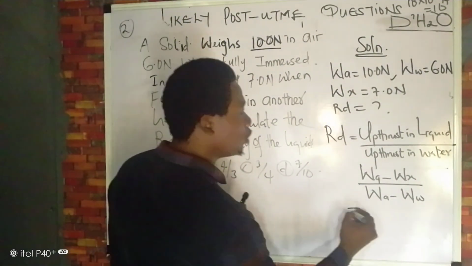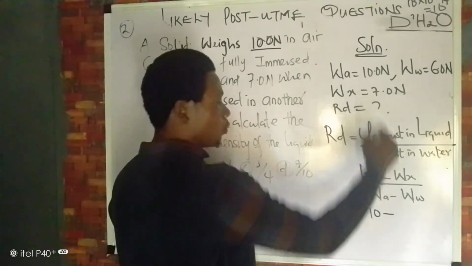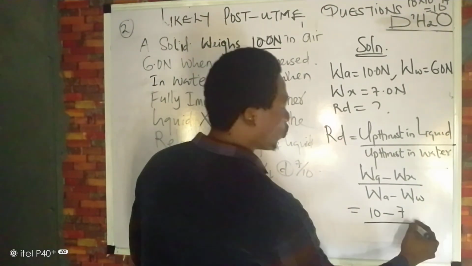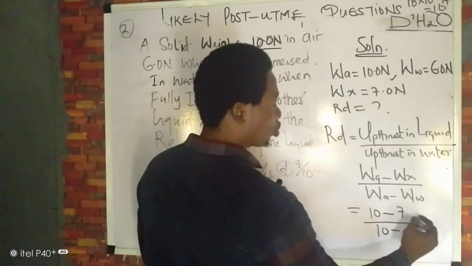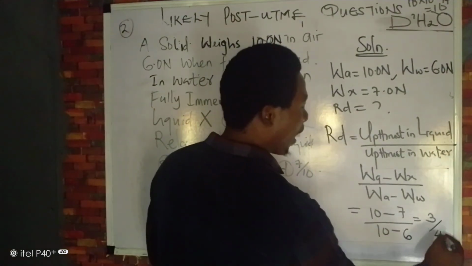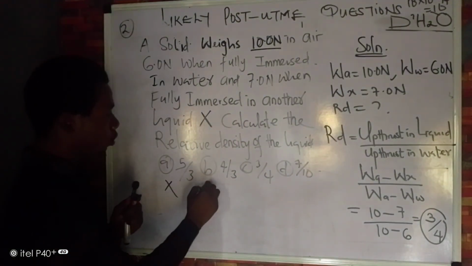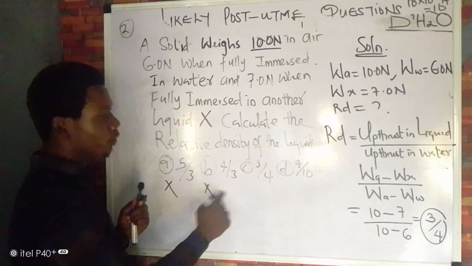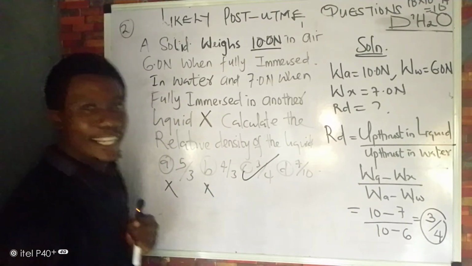So what's the weight of the object in air? 10, minus weight in liquid, which is 7. What's the weight in air again? 10. Weight in water is 6. So we have 3 over 4. That's the answer. So the answer is not A, not B. Please be careful. It is 3 over 4, not 4 over 3. So the answer is C.